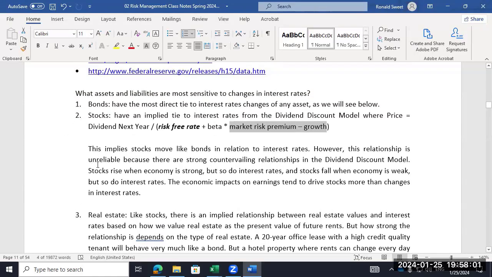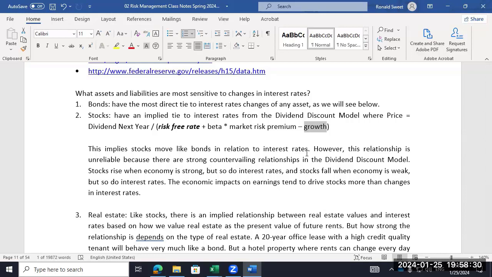So it's unreliable because these other two forces have a big impact. Beta does have an impact, but we're talking about the overall stock market, and the beta for the market's always 1. So if you go into a crisis, interest rates will fall, so that should help the stock valuation. But risk premiums go up and growth rates go down, and that overwhelms everything else, and stocks fall pretty dramatically.